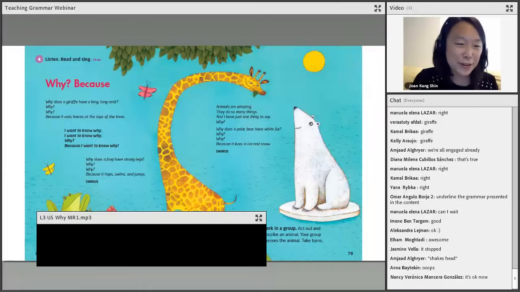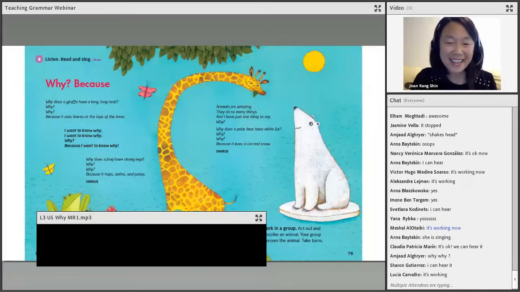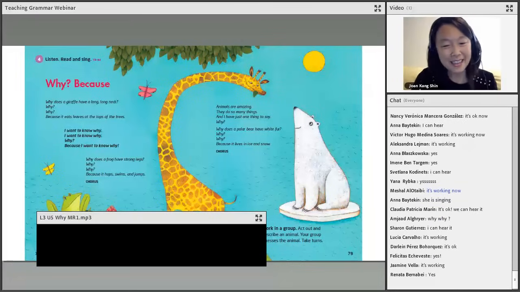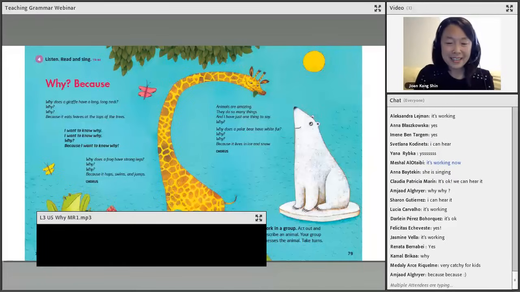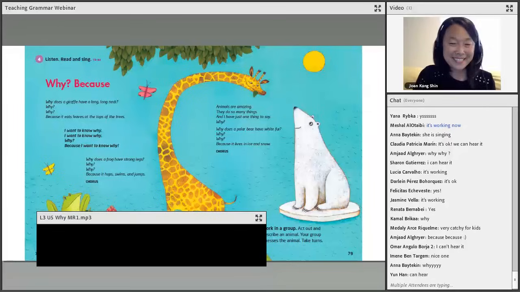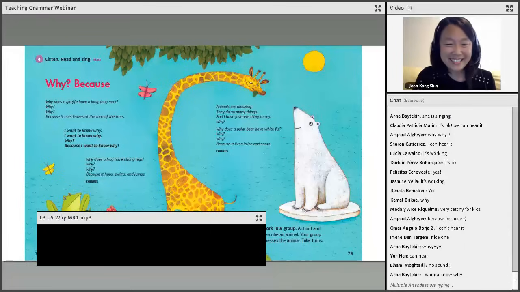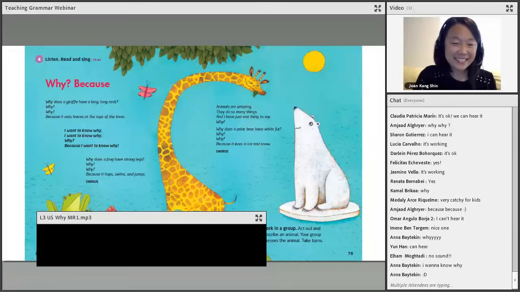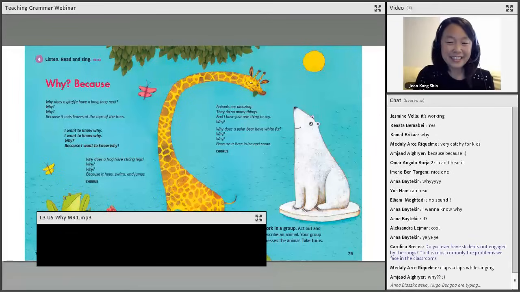Why does a giraffe have a long, long neck? Why? Because it eats leaves at the tops of the trees. Because I want to know why. Why does a frog have strong legs? Why? Because it hops, swims, and jumps.